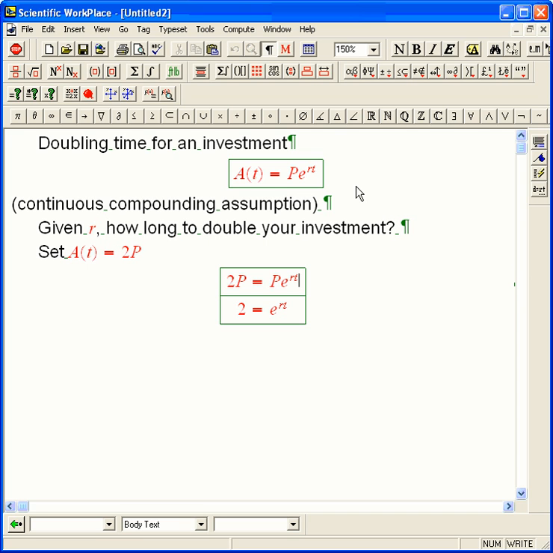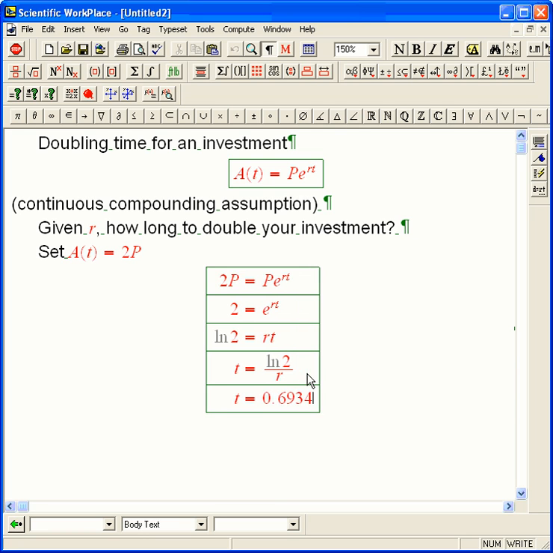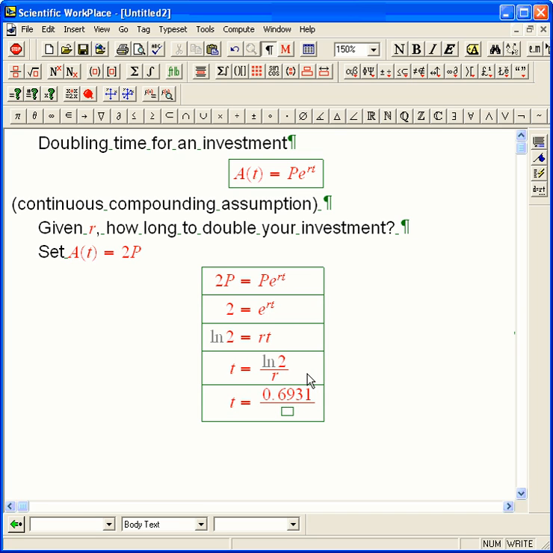Okay, so we're assuming r is known, and we're solving for t as a function of r. So here's the crucial step. We need to turn that e into an ln. The way you strip off an exponent is a log, and since it's base e, we're going to use a natural log. And so we get a simple formula: t equals ln2 over r. And ln2, if you calculate it, is 0.6931. It's a really good number to memorize, but that's not something non-geeky people usually do.